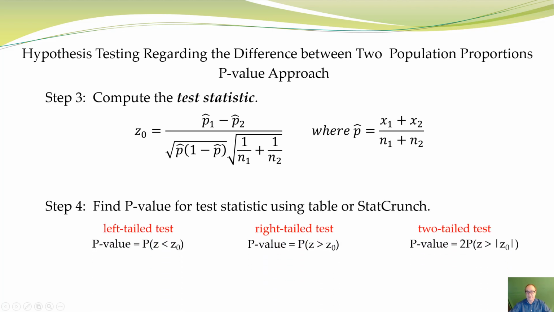Left-tailed test, p-value is probability z is less than the test statistic, z naught. If it's a right-tailed test, the p-value is probability z is greater than z naught. And if it's a two-tailed test, the p-value would equal 2 times the probability z is greater than the absolute value of z naught.